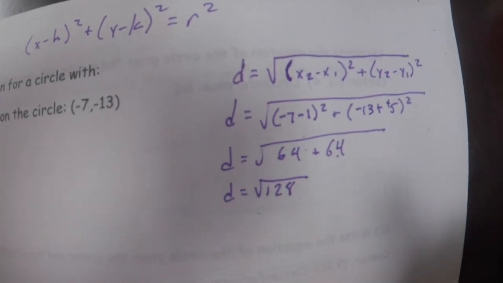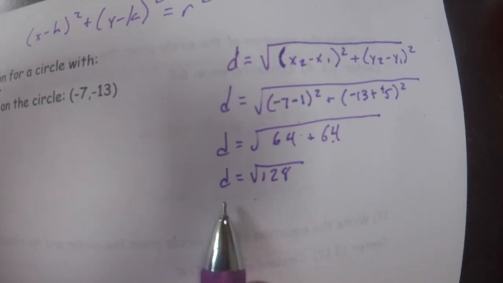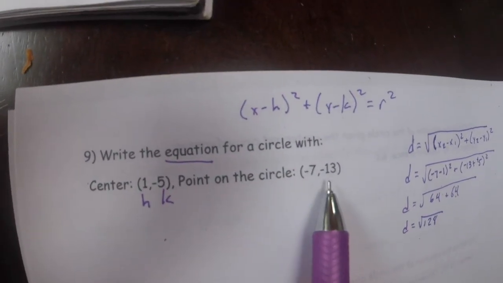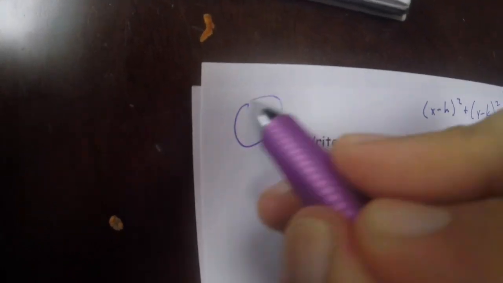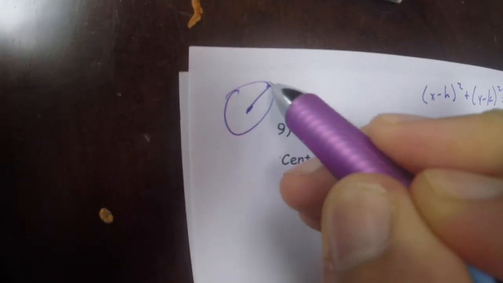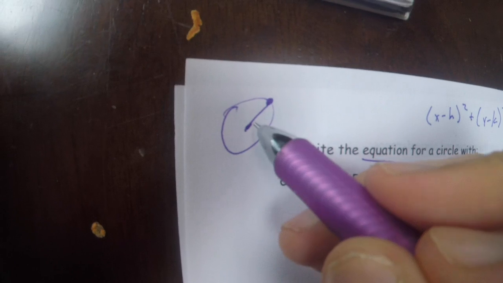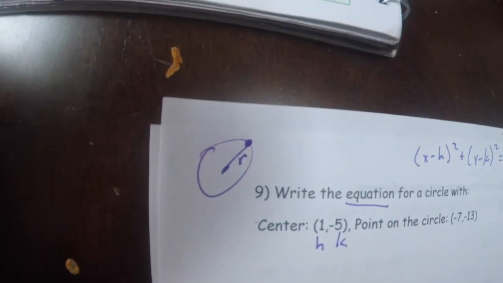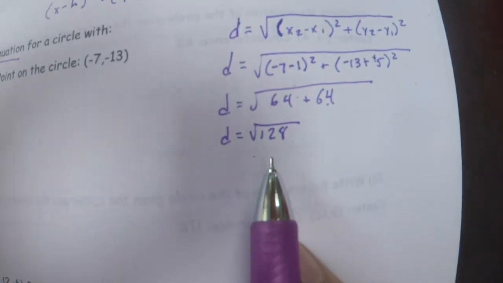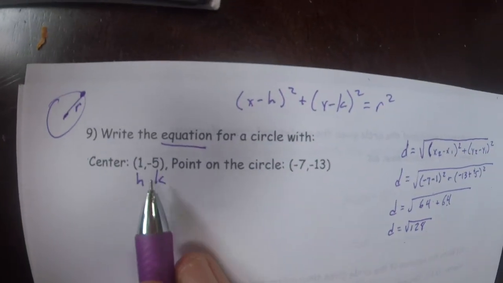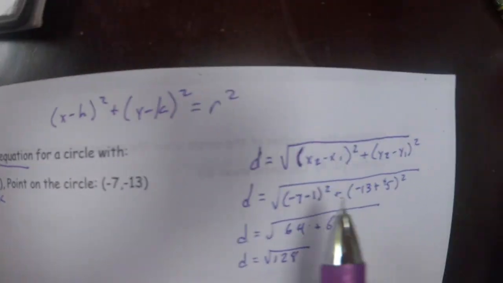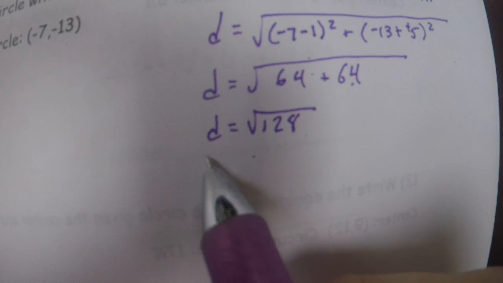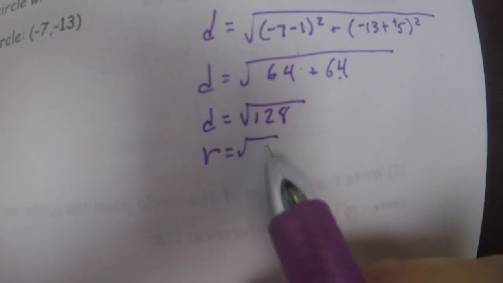So what does that mean? The distance from the center to the outside of the circle. So if I were to draw a circle, here's the center to a point on the circle. What is this center to the outside of the circle? That's a radius. Well, that's what we just found out here. We figured out how far the center is from the point on the circle. It's radical 128 units long. That's my radius.